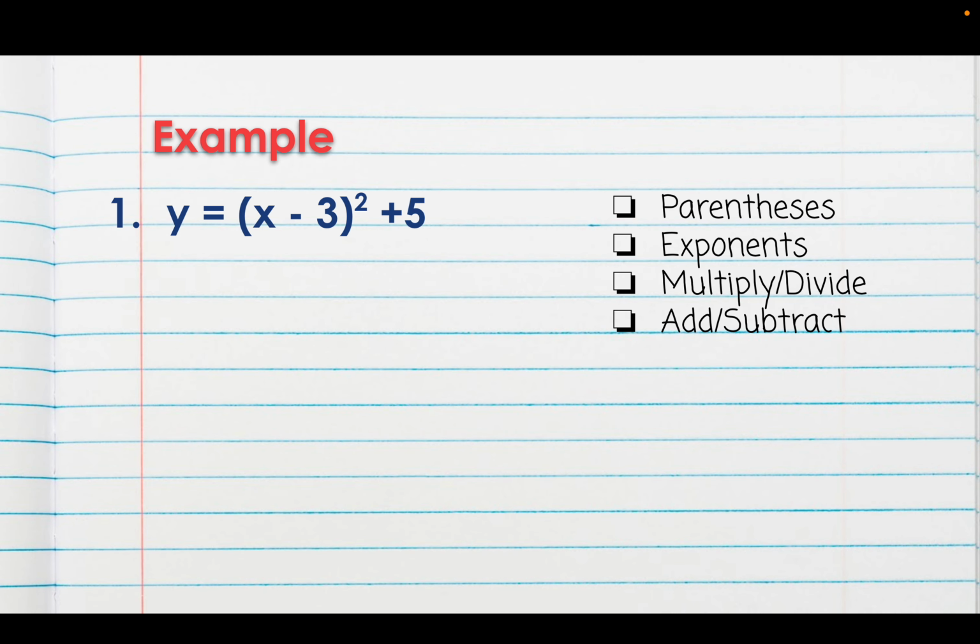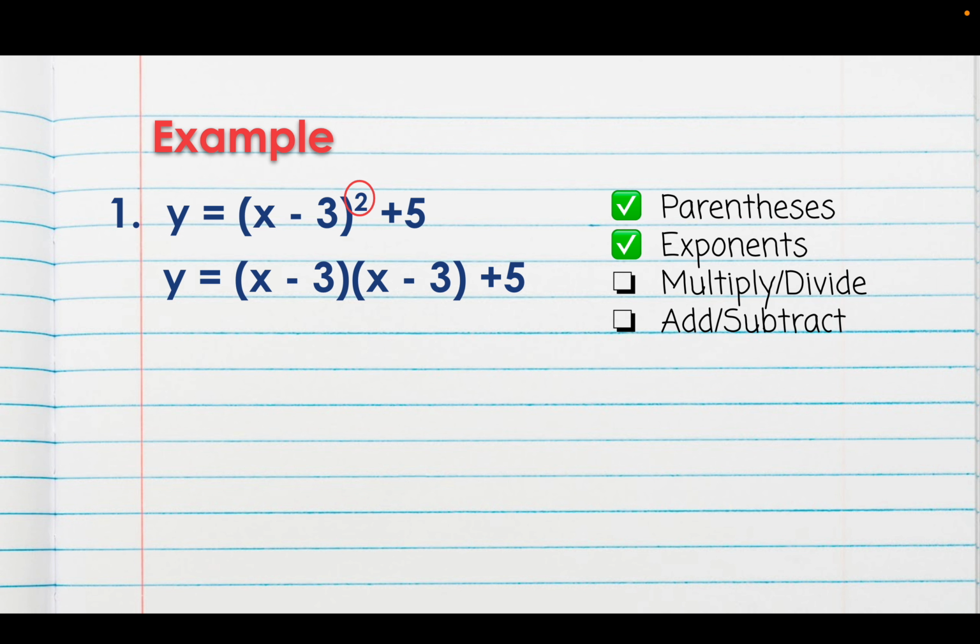So in our first example, y equals (x minus 3) squared plus 5, we're going to first check to see if there's anything inside the parentheses that I can simplify. There is nothing inside the parentheses that I can simplify, so we're going to check that box. Next, I need to do exponents, and I see I have an exponent here. All that that's telling me I need to do is take x minus 3 and multiply it by itself. So I'm going to set this up again as y equals (x minus 3) times (x minus 3) plus 5. And there we go. We did our exponents check.